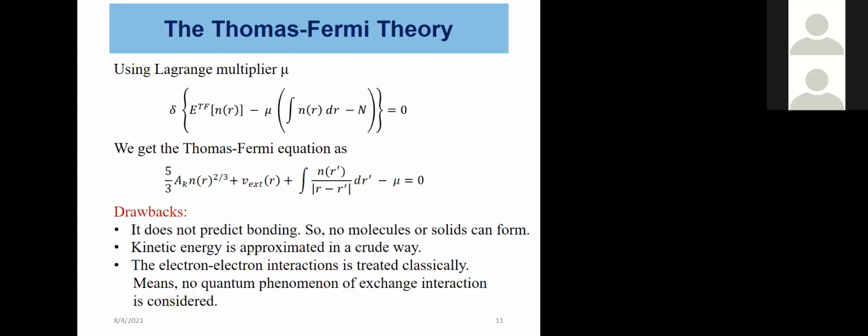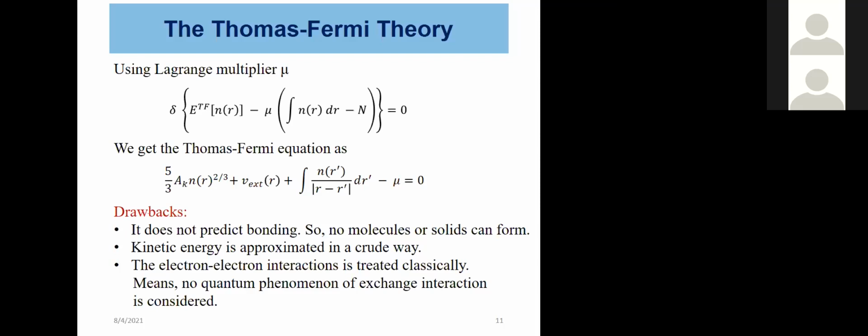There were major drawbacks in this Thomas-Fermi model. Since the number of electrons in the system is taken as constant, or conserved, each atom in the system has a fixed number of electrons and no electrons are given or taken by any other atoms. That means the sharing of electrons is prohibited. So it does not predict the bonding nature of any solid or molecule. According to this theory, the molecule or the solid cannot form, so it is only valid for isolated atoms.